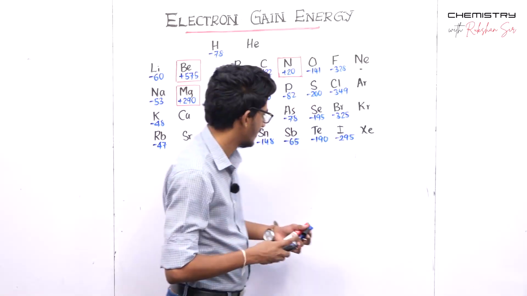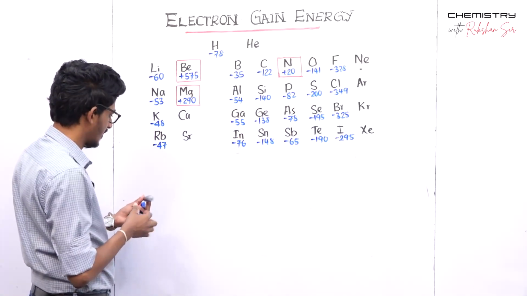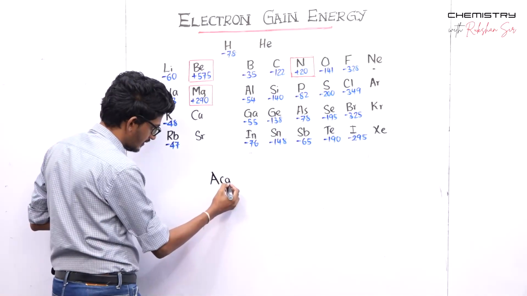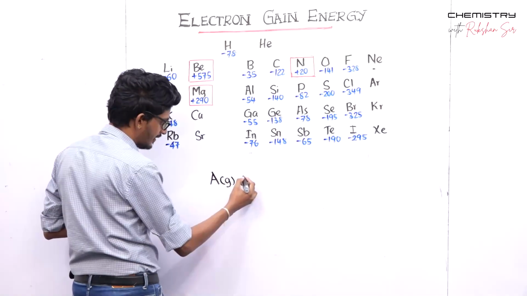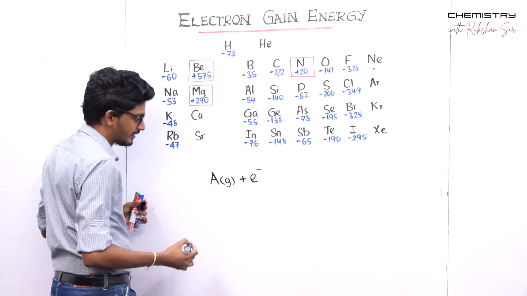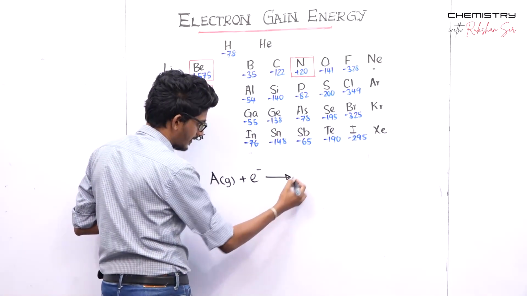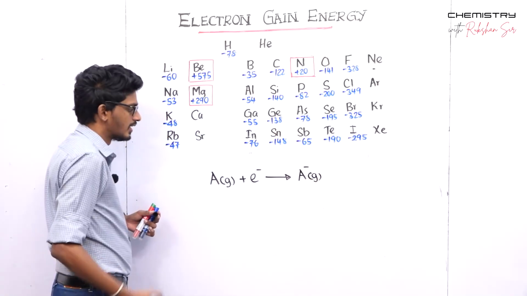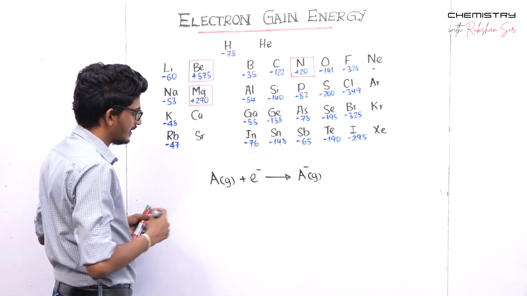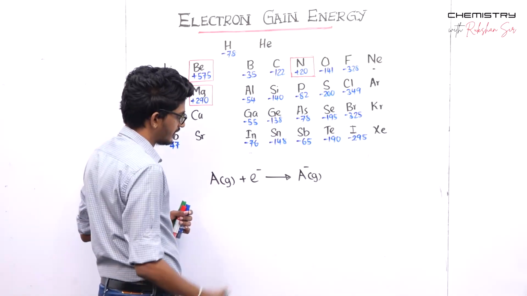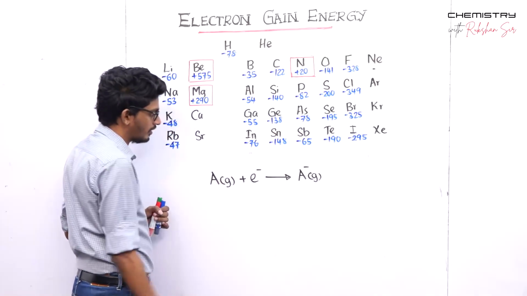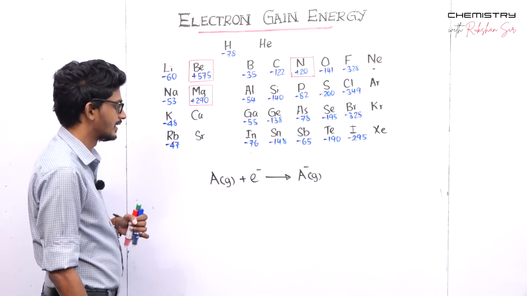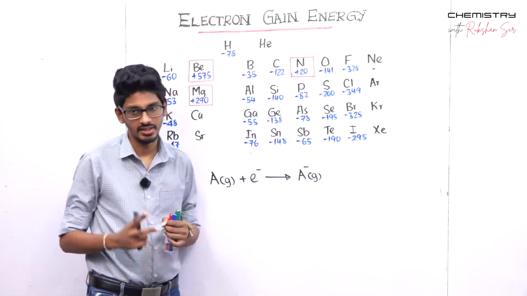So if you have a gaseous atom and you add an electron to it to form the gaseous 1 minus ion, the electron gain energy is the energy change involved with this process, right? That is the idea.